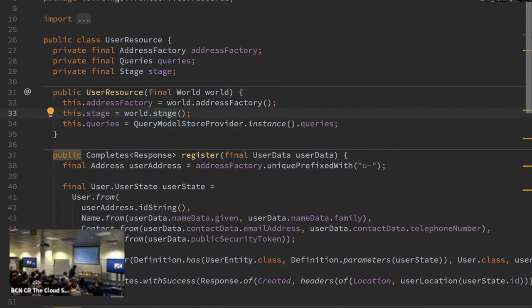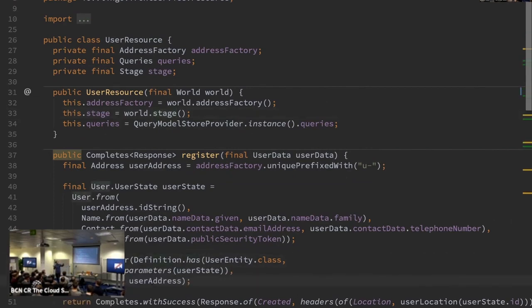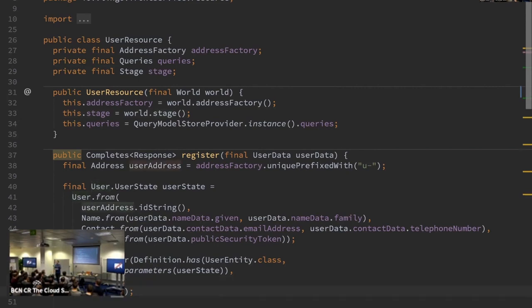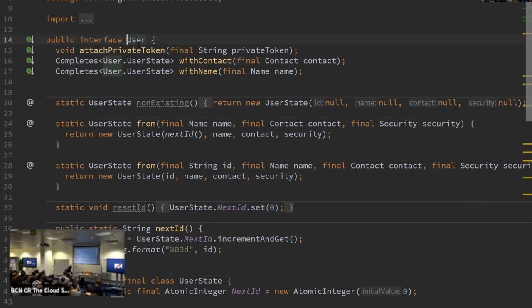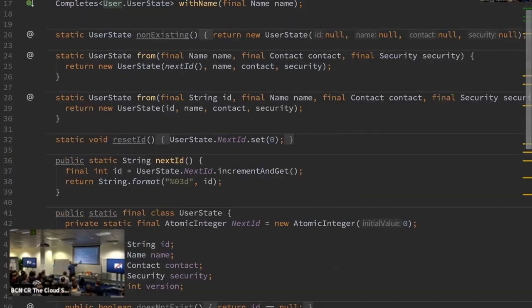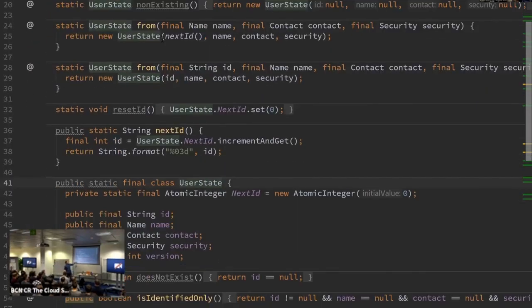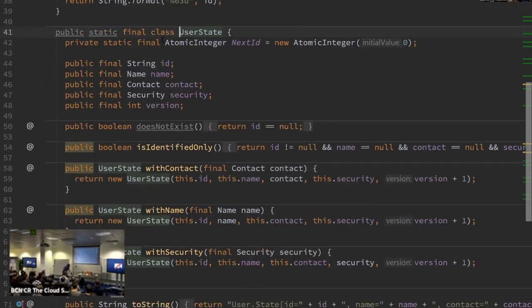So mainly, we say we need a user entity, which is the actor implementation, and then you have the user protocol. So it looks something like a user interface with the implementation, and then you have the user state.